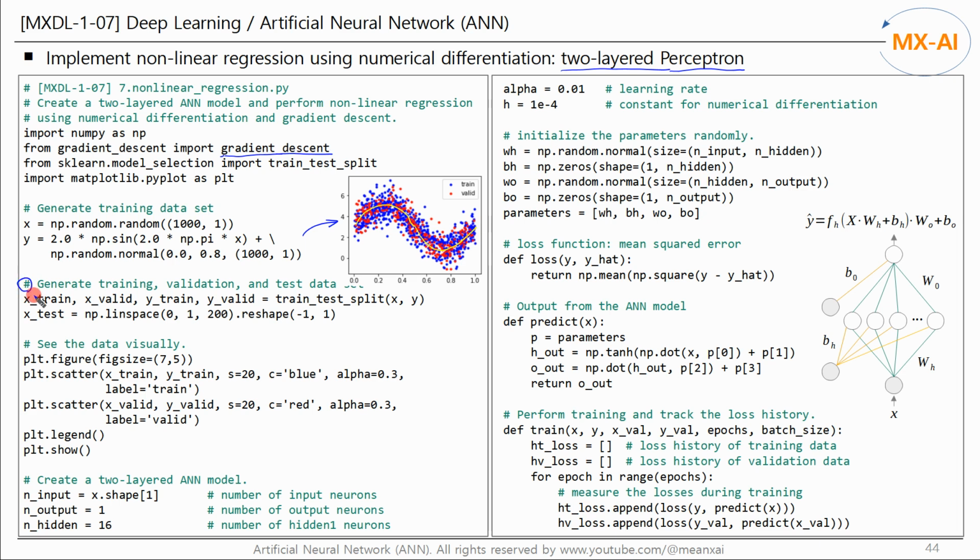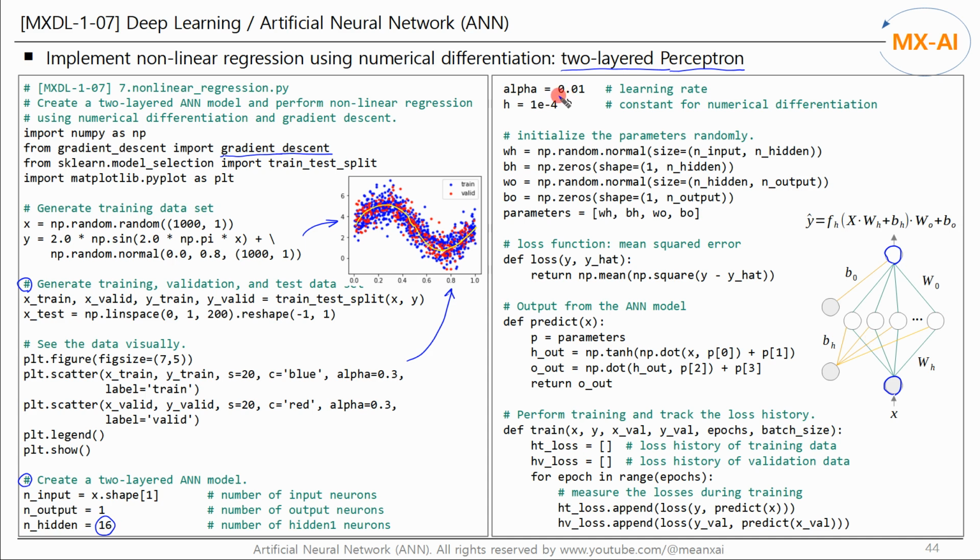Generate training data, validation data, and test data. And we look at the data visually. Now let's create a two-layer neural network model like this. Since this is one-dimensional data, the number of neurons in the input layer is 1. And since the output is also one-dimensional, the number of neurons in the output layer is also 1. We used 16 neurons in the hidden layer.